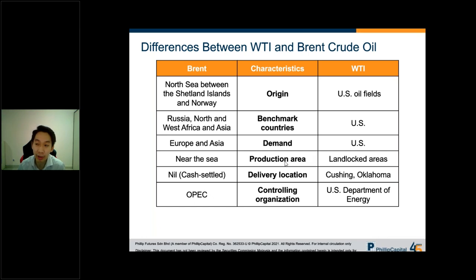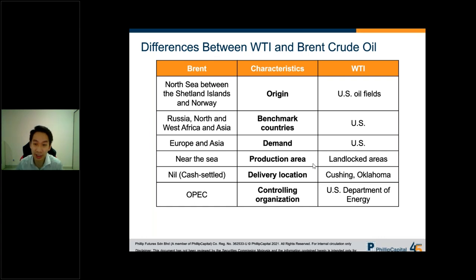Then the next thing will be the production area. Production area usually affects the cost of producing Brent and WTI crude oil. Brent crude oil is produced near the sea, while WTI is produced in landlocked areas, meaning mainly on land. So for Brent crude oil, the production cost will be slightly lower because it's produced near the sea. Once they finish producing, they can straight away put it into cargo vessels and transport it to the country that needs it. For WTI, it's a bit troublesome because it's produced on land, so the cost will be higher. Once you produce, you have to transport it to the port, and only then can they ship to the importing country. So WTI will usually have a higher cost compared to Brent crude oil. But of course, it also depends on the technologies of the particular country and their economies of scale.